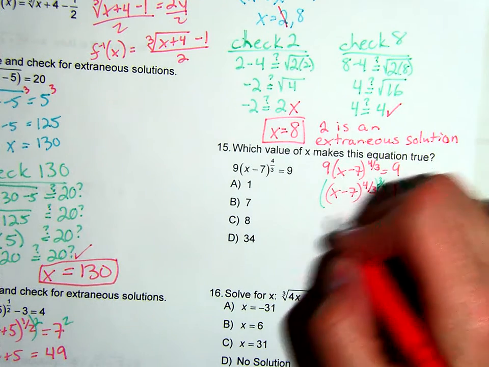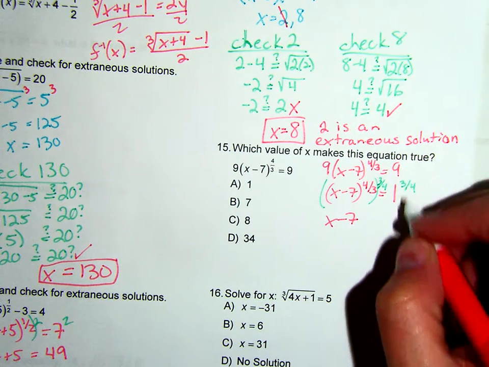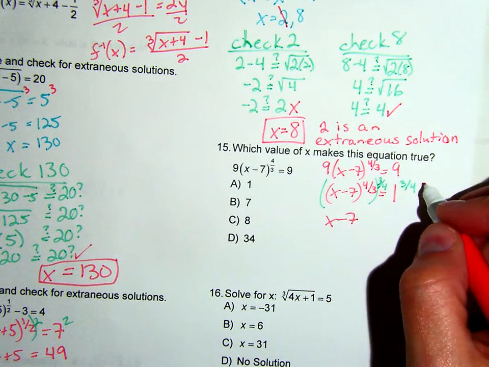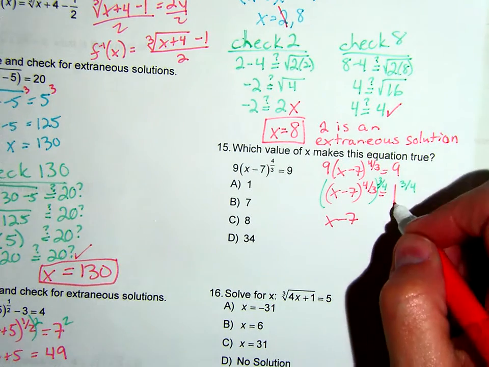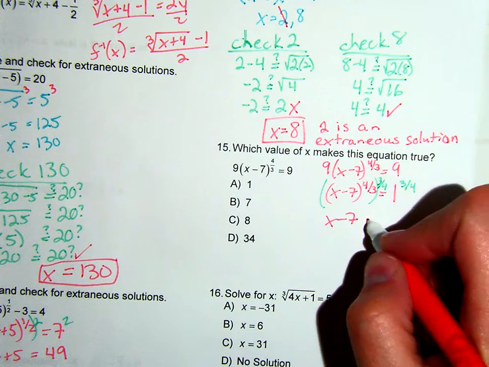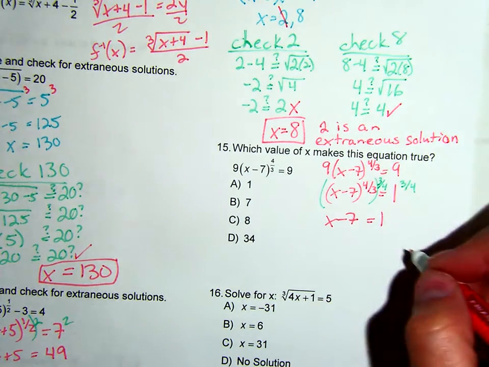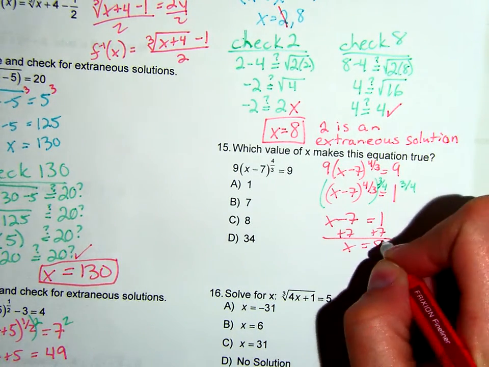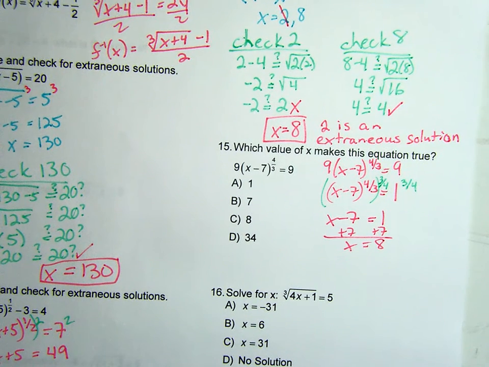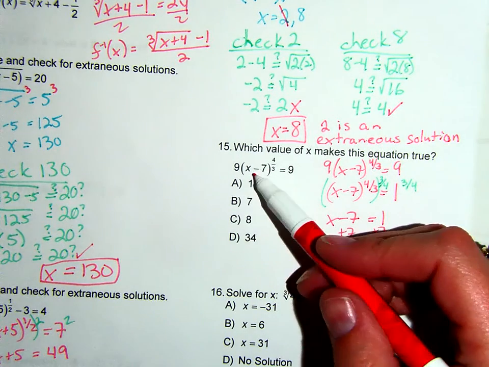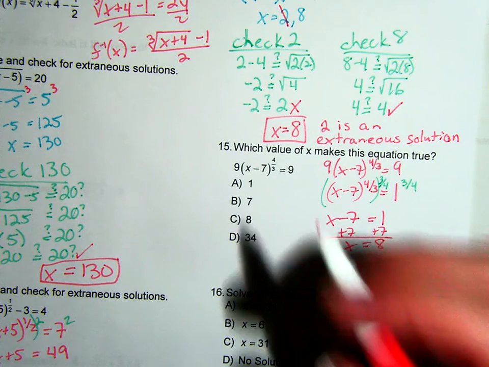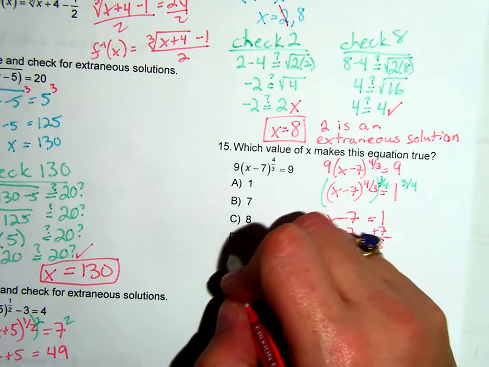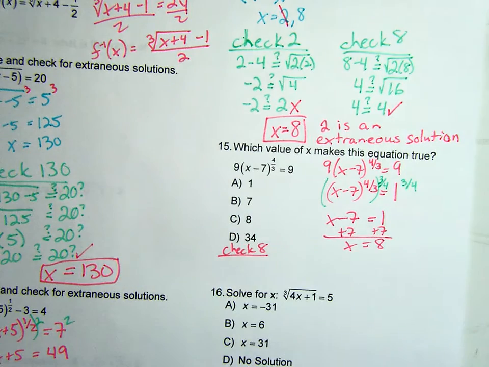Now, I get x minus 7, 1. The 4th root of 1 is 1. 1 cubed is 1. Add 7 to both sides. So x equals 8. Now, we do need to check that. However, since we only have one solution, it's pretty likely that it's correct because none of these say no solution. But let's go ahead and check that anyways. So we're going to check 8 and see if it works.